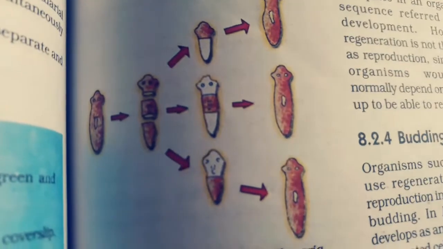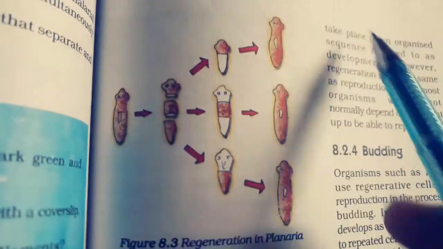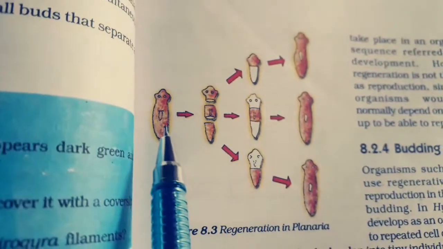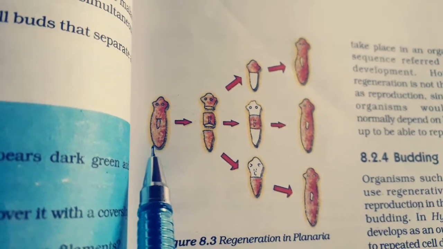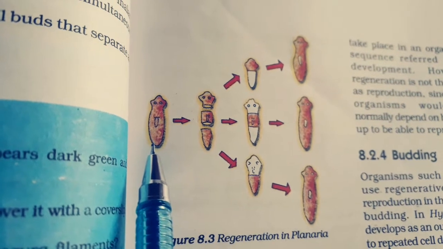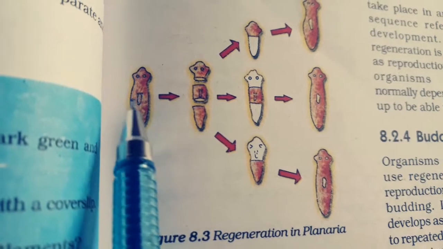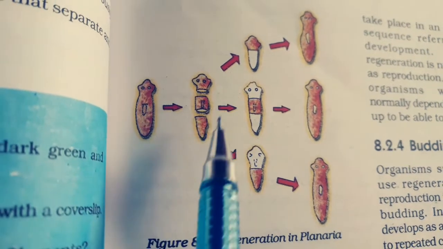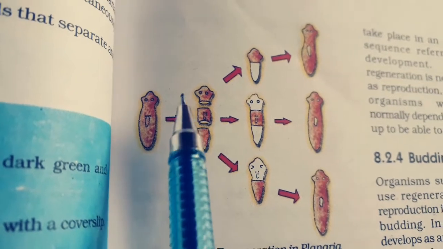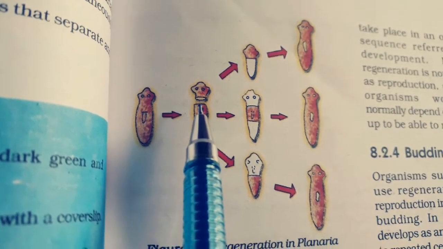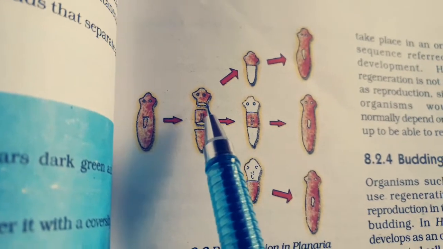Next topic is about regeneration in planaria. Now you can look at this diagram of your NCERT. Here this is planaria. Planaria is a flat worm belonging to the phylum Platyhelminthes. This planaria breaks down into small pieces as you see here in this diagram, and each one is made up of certain special cells. So the end is made up of special cells.